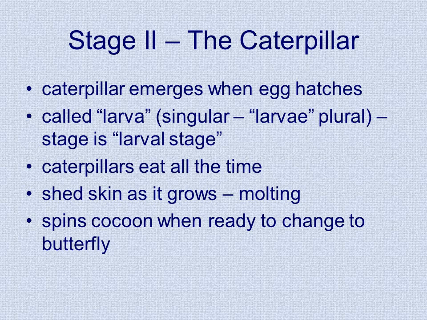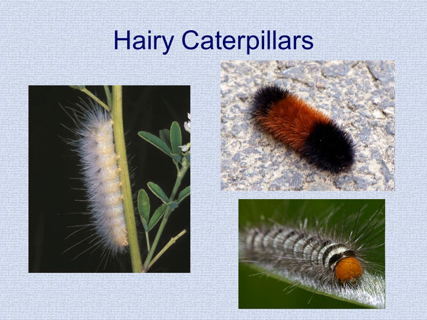When it's ready to change to a butterfly, the caterpillar knows when this is. It will spin a cocoon. And so the cocoon will surround the caterpillar and it will undergo changes to become a butterfly.